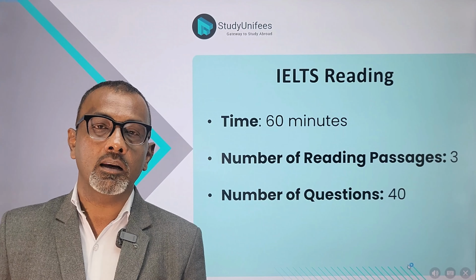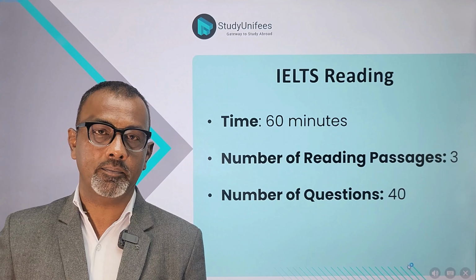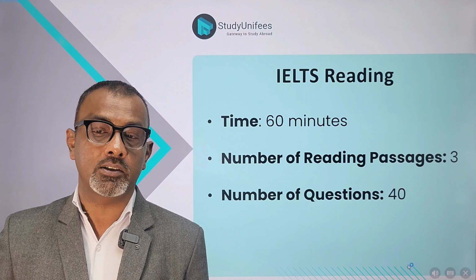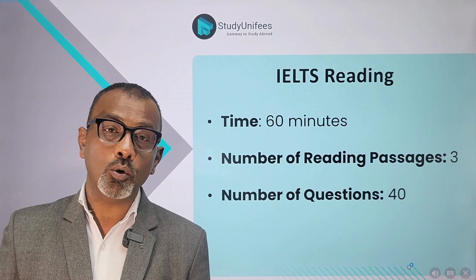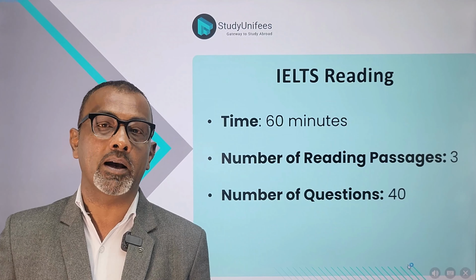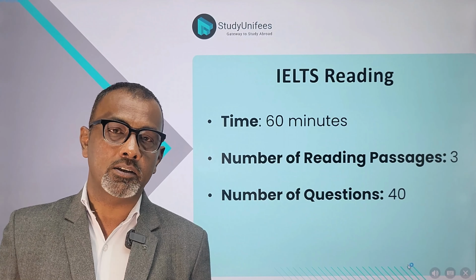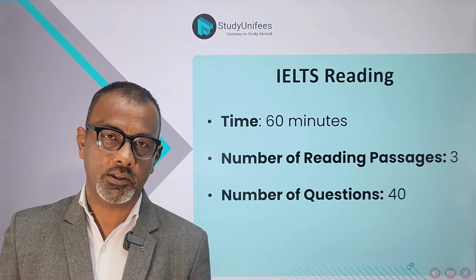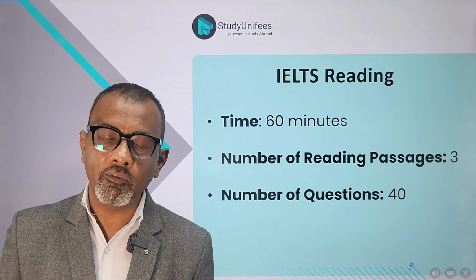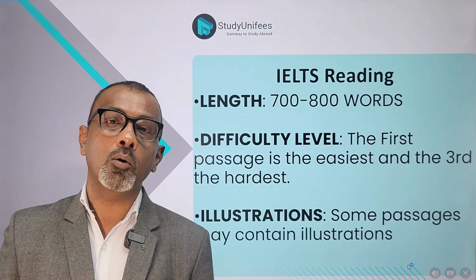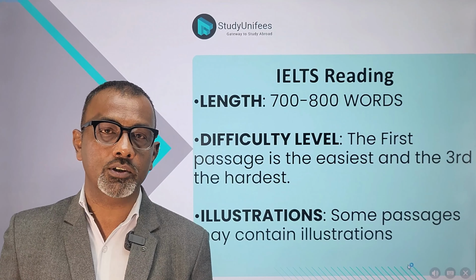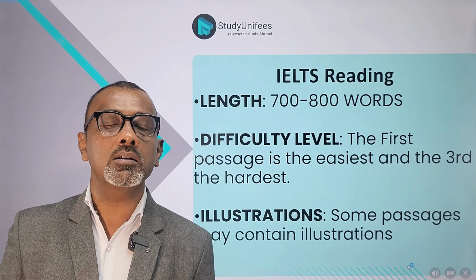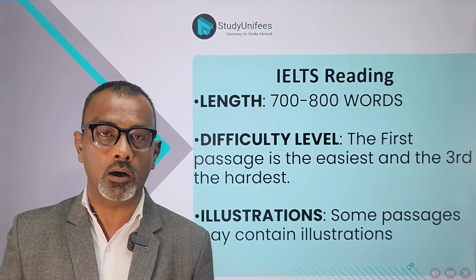IELTS reading lasts for 60 minutes. You will have 3 passages, and there will be a total of 40 questions asked from these passages. 2 passages will have 13 questions each, and 1 passage will have 14. The passages are quite long. On an average, real IELTS passages are 700 to 800 words long.